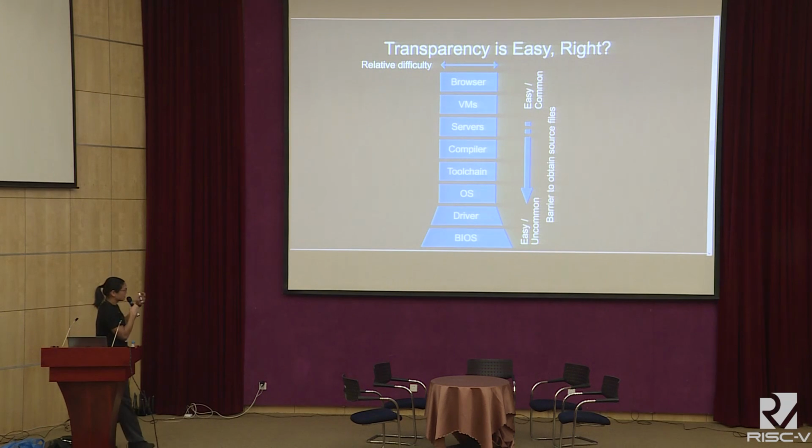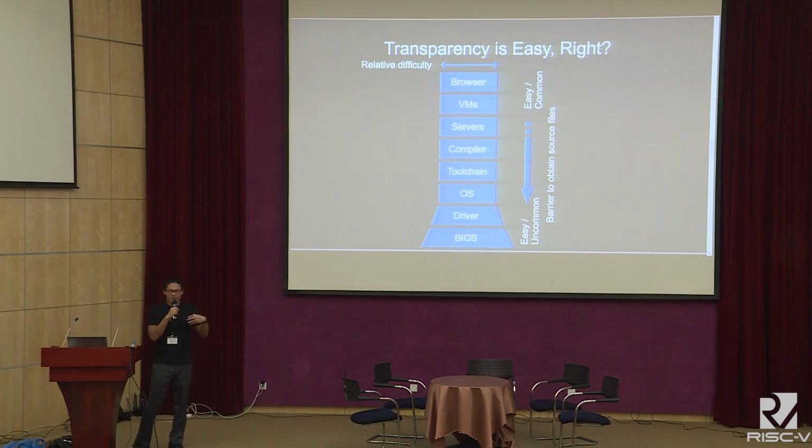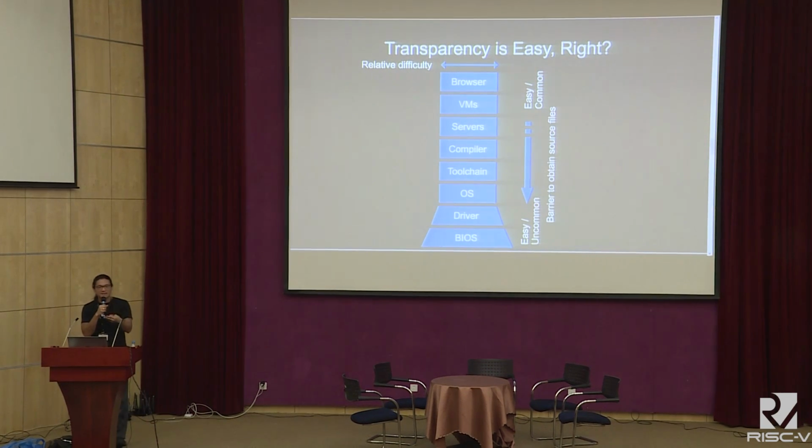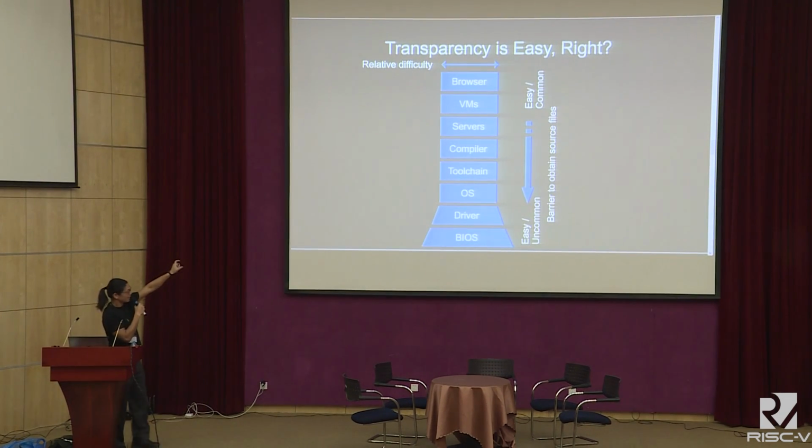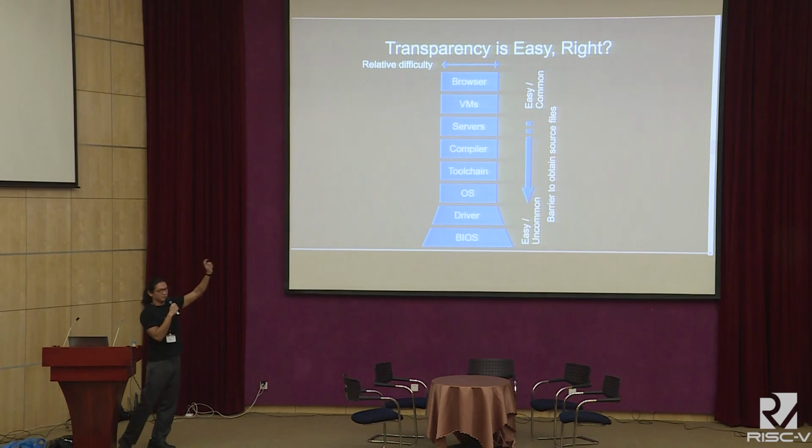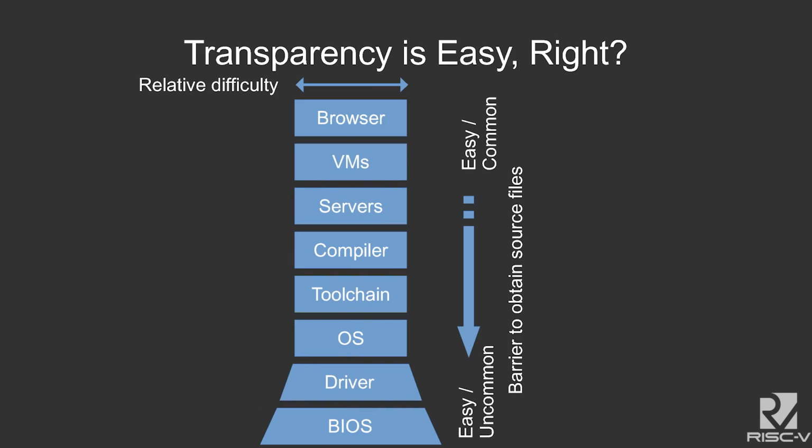And so from the software stack side, they think their requests are very reasonable because to them transparency is easy, right? This stack here, the width of it shows the relative difficulty someone in software might encounter to obtain the source files, and it's basically the same width. It's easy and common to download source files for browsers and VMs, servers, compilers, toolchains, OSs. And then you start to touch on drivers and BIOSes. It gets a little bit uncomfortable, but at least you have options there, right?